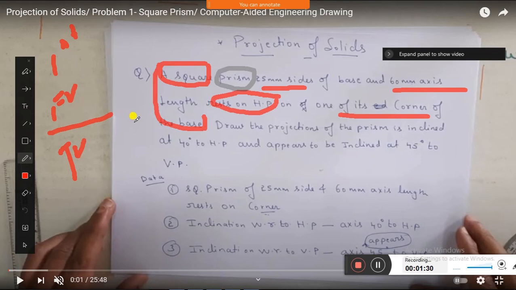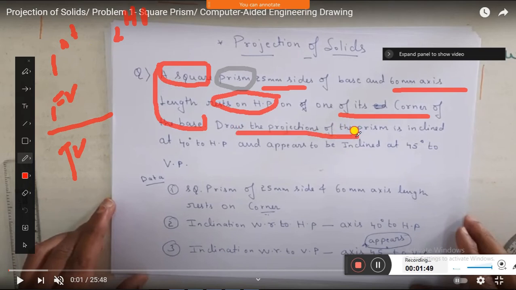And come to the second position. The second position, I told you, is always with respect to the HP inclination, because the first position is given as resting on HP. So the second position inclination should be to HP. Either you can take the axis inclination or you can consider the base inclination. It is left to you.